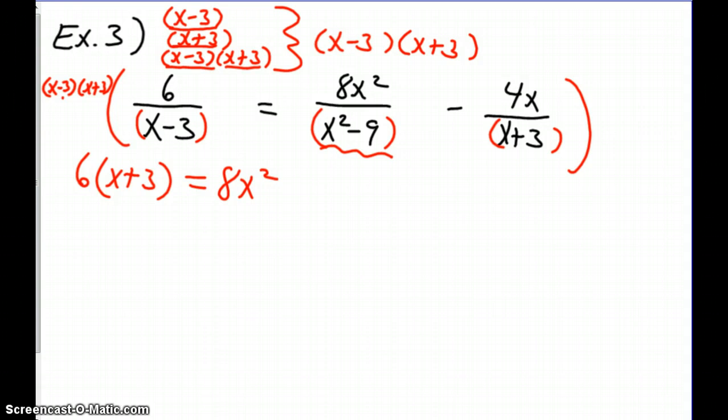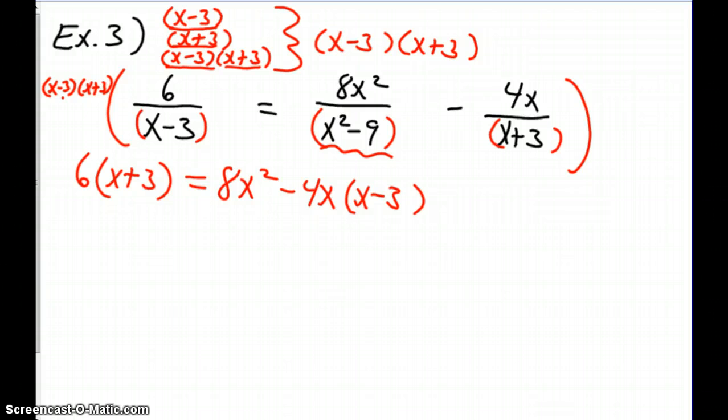Okay, now I got the LCD times the third fraction. What's going to cancel? x plus 3, so what am I going to write down? Yeah, well, it's negative 4x, right? x minus 3, right? That's right. Negative 4x, x minus 3. There we go. We got that. They making sense?